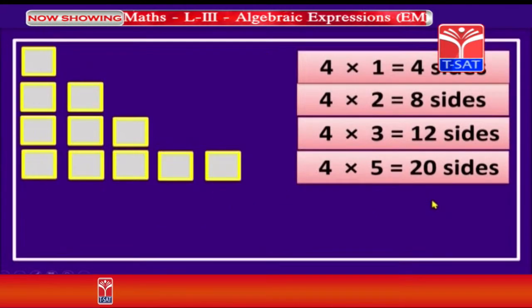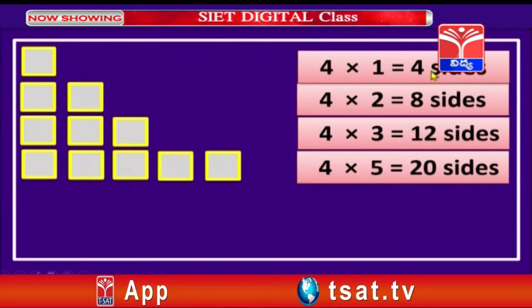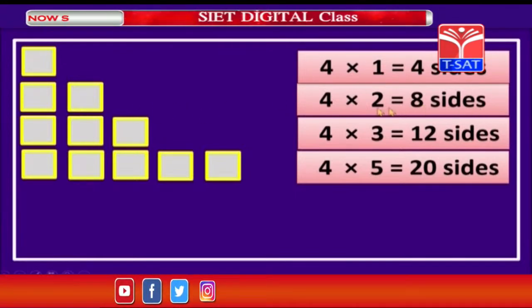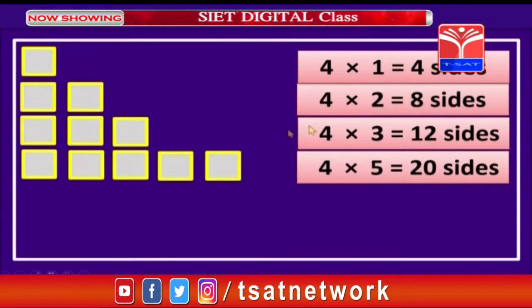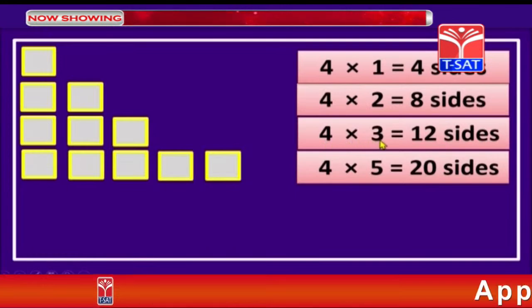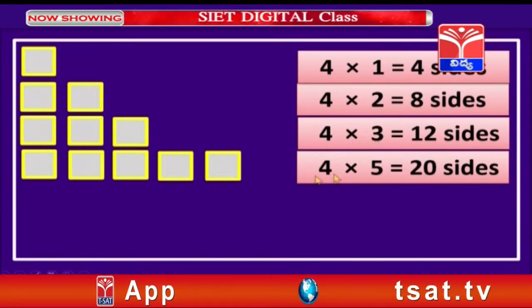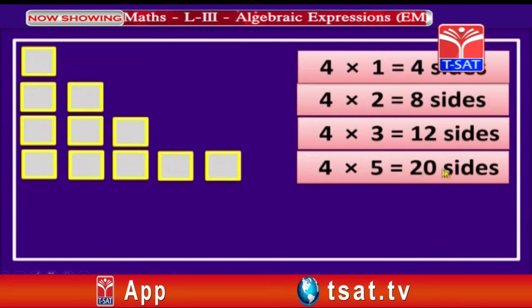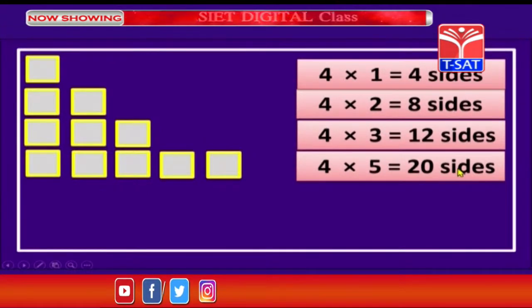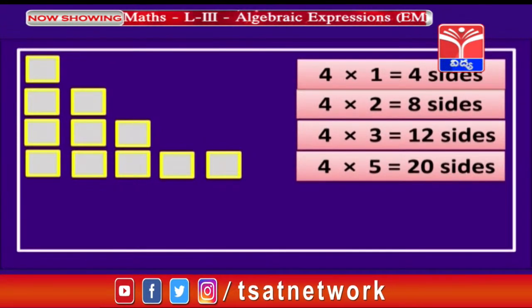Now let us quickly write down children what we have noticed. When one square is there, there will be 4 sides, I am writing it as 4 into 1. When there are 2 squares, there are total 8 sides, I am writing it as 4 into 2. Similarly for 3 squares, 12 sides, we are writing it as 4 into 3. And finally when we have 5 squares, we have 20 sides overall, and I am writing it as 4 into 5. Now children, do you notice any pattern here children?